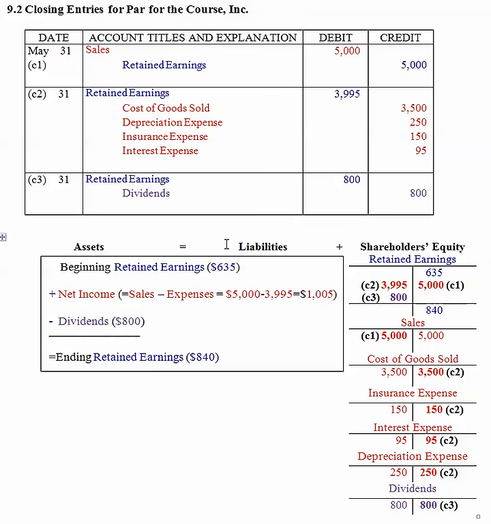So now we go forward to the next accounting period. We'll carry forward all our asset balances, they're permanent accounts, all our liability accounts, and we'll carry forward our stock accounts as well as this $840 in retained earnings.